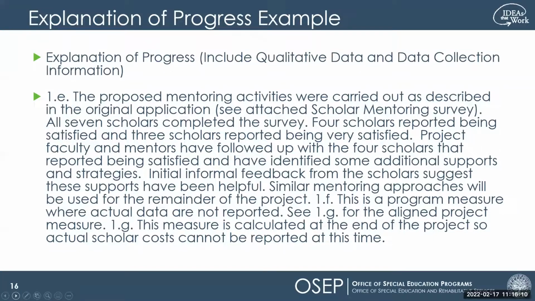This section should be completed with a narrative that includes qualitative and quantitative information to explain what occurred for each objective in the session. This slide includes, again, an example of an acceptable explanation of progress. The example highlighted includes the corresponding objectives and provides description of project activities and progress that includes, again, corresponding qualitative and quantitative data points.